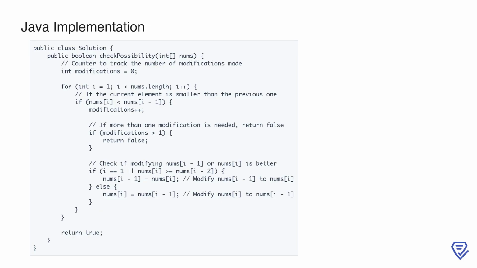The logic mirrors the Python solution, using a counter to track the number of modifications needed to make the array non-decreasing. If more than one modification is required, the function returns false. Key Java differences include explicit type declarations and class structure. The solution checks whether modifying the current or previous element results in a valid sequence, and updates the array accordingly.